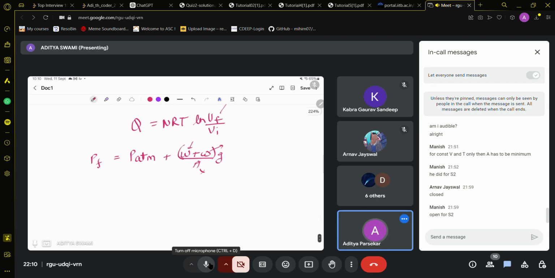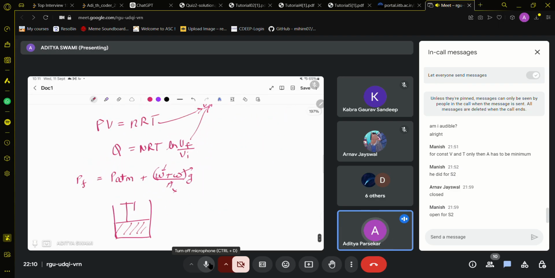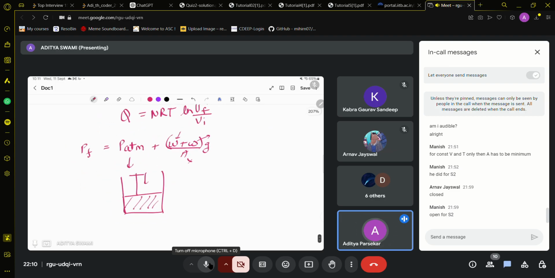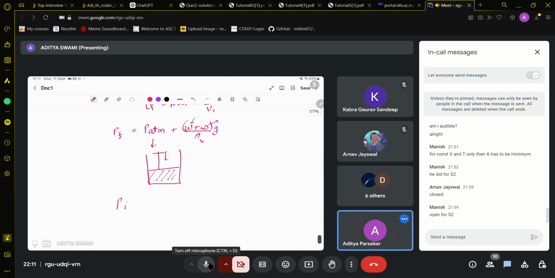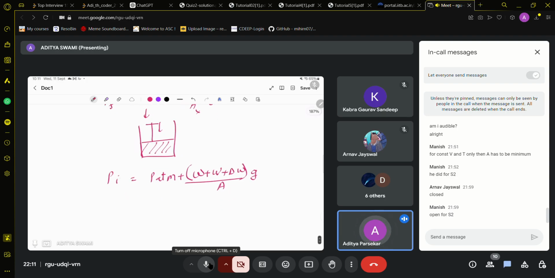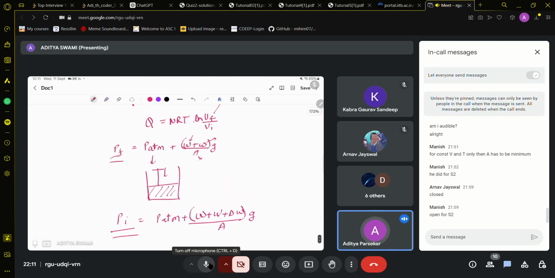So the final pressure will be equal to the pressure exerted by the piston plus the pressure exerted by the atmosphere, and we can write that P initial is equal to P atm plus (omega plus W plus delta W) by A times g. So this is the initial pressure, and this is the final pressure after you remove weight delta W.